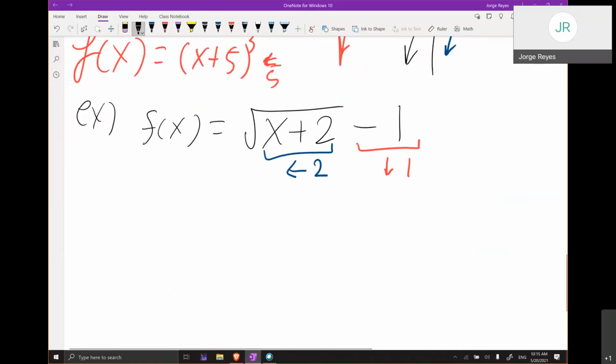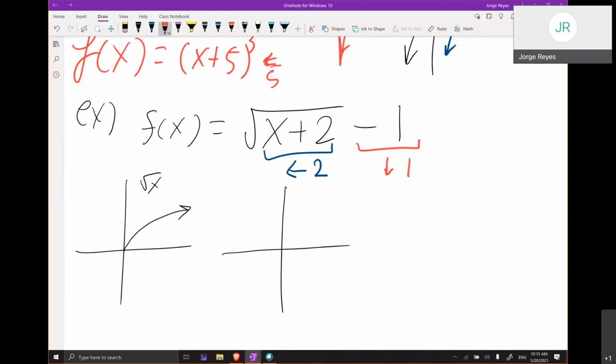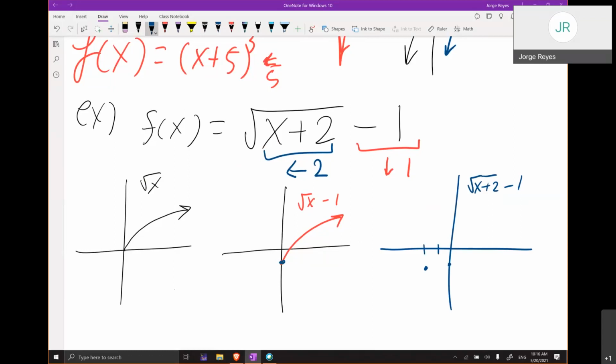If I were to graph this, I would start with the original. Then I'm going to just go down 1. This is x squared minus 1. And then finish it off with x plus 2 squared minus 1. So now this is my function, and I'm going to go 2 to the left. And ta-da! The domain here is negative 2 to infinity. So yes, this is how you would do it in steps.